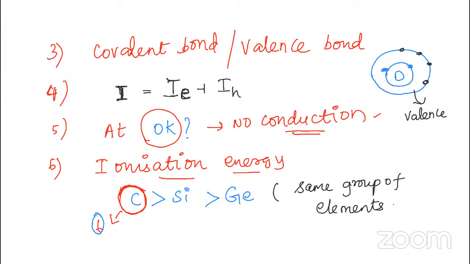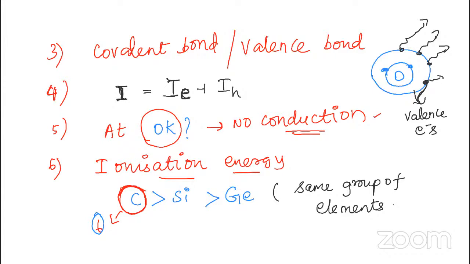The electrons present in the outermost ring are the valence electrons. So carbon has 4 valence electrons, right? Ionization energy will be very high. Ionization energy means, if you are removing the electrons from the valence band, we have to spend some energy.